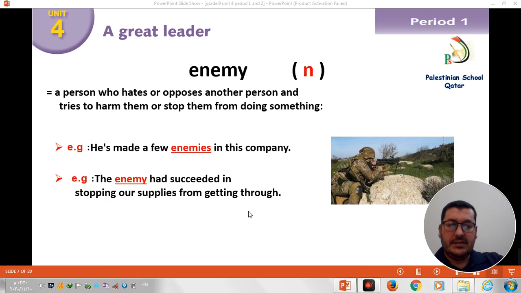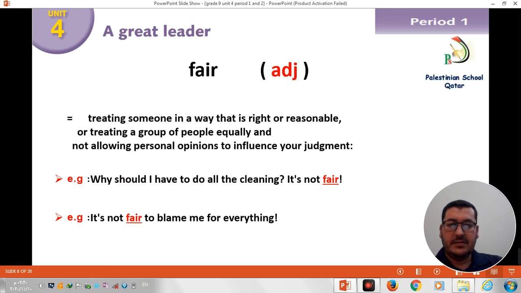The other word is fair, and also we can say it's not fair. Fair is an adjective, treating someone in a way that is right or responsible, reasonable, or treating a group of people equally and not allowing personal opinions to influence your judgment. For example, why should I have to do all the cleaning? It's not fair. The other example, it's not fair to blame me for everything.